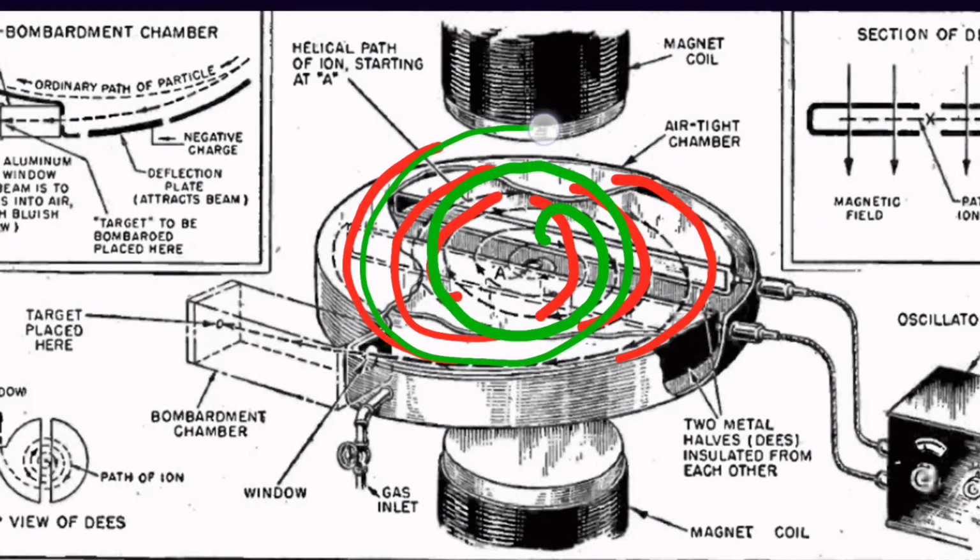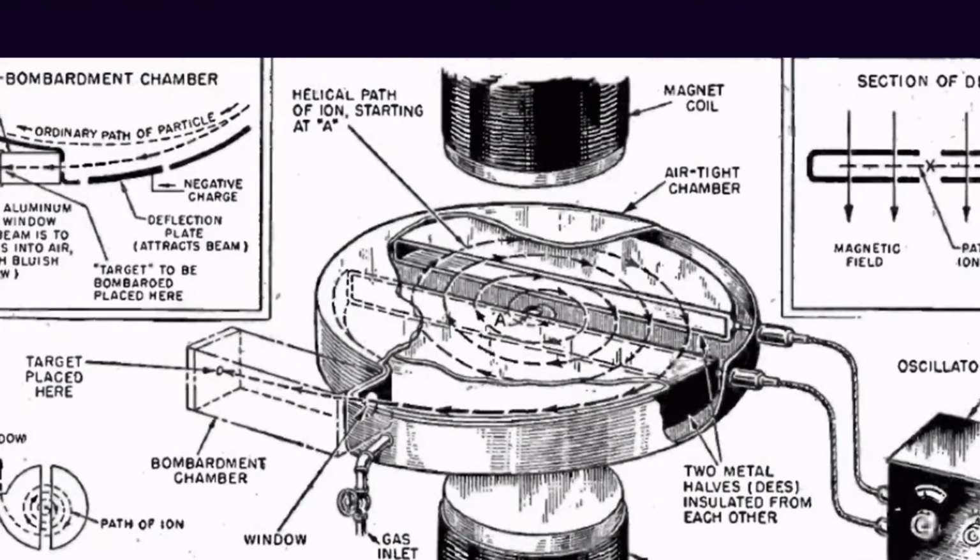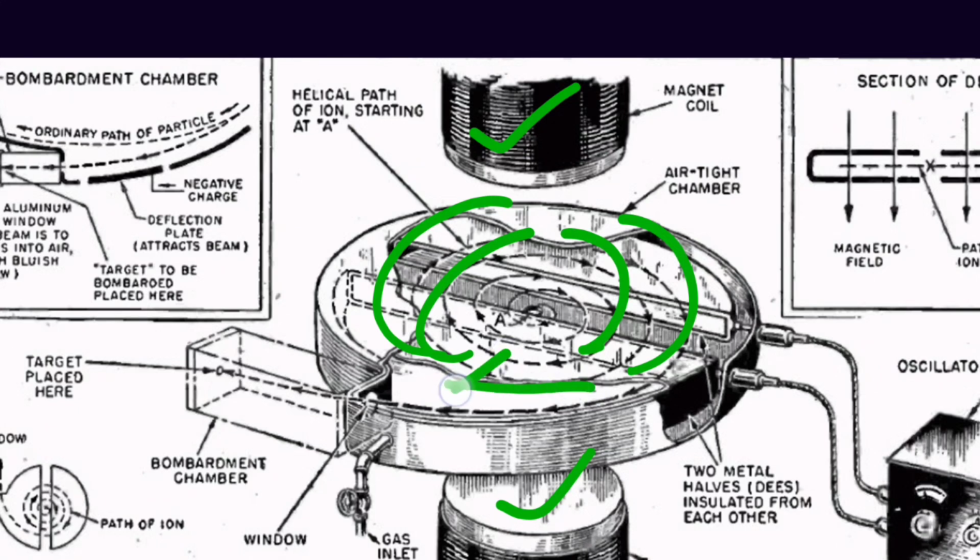Now it is placed in a magnetic field. These are the magnets. This magnetic field only bends the charged particle to follow the semicircular path, and these semicircular Ds are connected with an alternating potential with the oscillator. The electric field here energizes the charged particle.